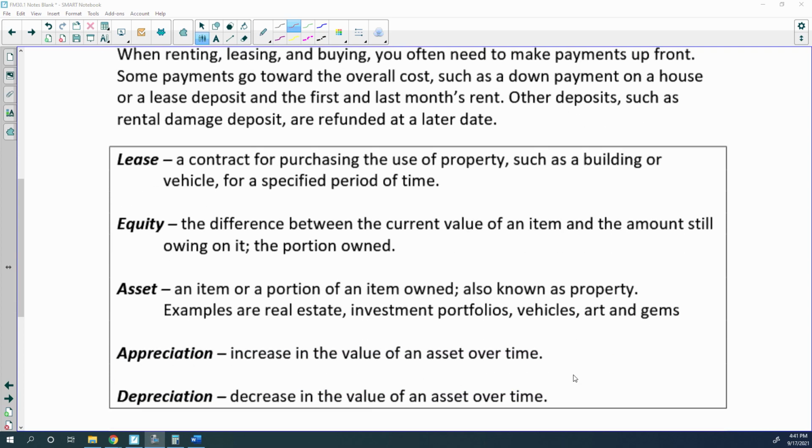A couple terms you need to know. One is what a lease is. So that's a contract for purchasing the use of property, such as a building or a vehicle, for a specified period of time. Equity, which is the difference between the current value of an item and the amount still owing on it, the portion owned. An asset, which is an item or a proportion of an item owned, also known as property. Examples are real estate, investment portfolios, vehicles, arts, and gems. And then if you own something, it can appreciate, so increases the value of an asset over time, or it can depreciate, which decreases the value of an asset over time.